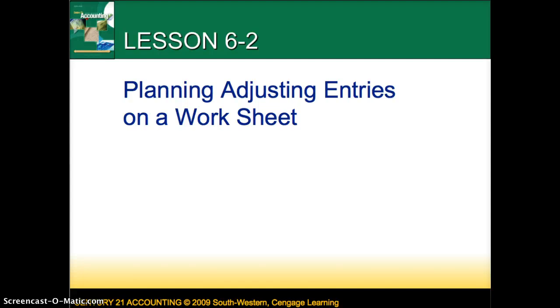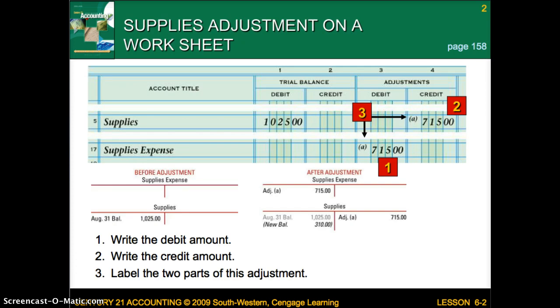This is 6.2, Planning Adjusting Entries on a Worksheet. This is found on page 157 of your book. This whole portion of the chapter is all about adjusting entries, so we need to learn about what those are and how we start adjusting for things.